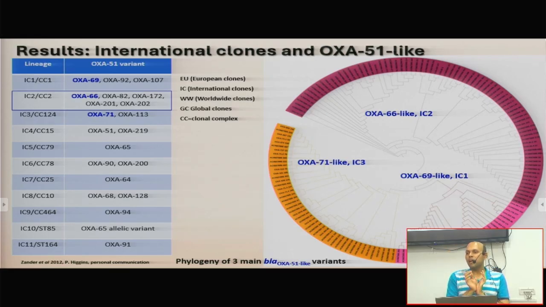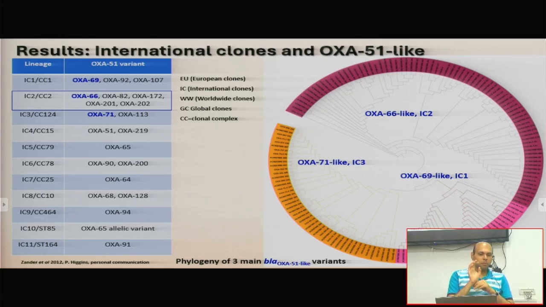Like in our family, we have the family tree, no? In the family tree, we are linked. So we are closely linked, like brothers, they will have a close relation with each other. Sisters, they will have a close relation with each other. So in the same way, in epidemiology, this kind of linkage is there. So you can say up to 11 lineages exist, meaning the clones of that particular lineage. And you can see the distinct OXA-51 variants that are linked in each of the lineages.